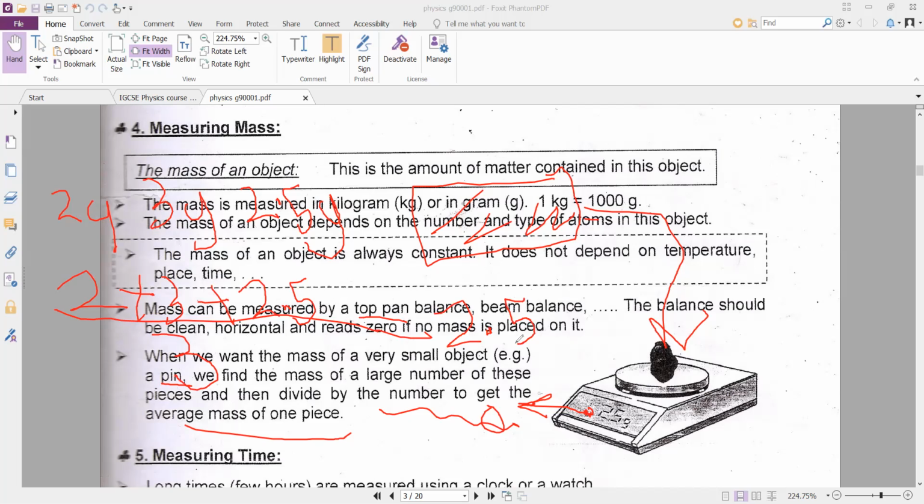What are you doing now, Saeed? We repeat. We measure more than one time. To what? To get the accurate balance, to get accurate reading. Okay? To find the accurate reading.